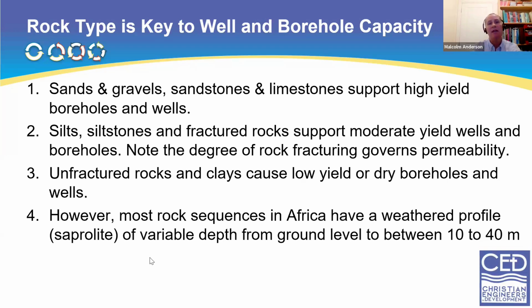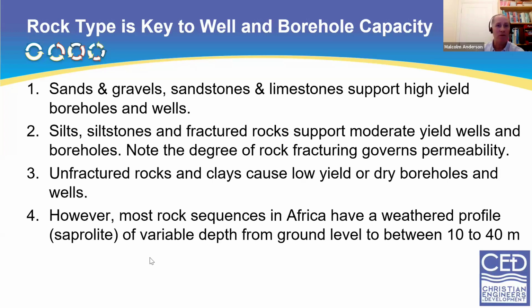The other key thing to keep in mind in Africa is the weathering profile, sometimes referred to as the saprolite. It's a variable depth because it depends mostly on where the water table is, and the extent to which rainwater percolates down. The process of percolating down brings down oxygen and acids into the saprolite and causes weathering over a long period of time.